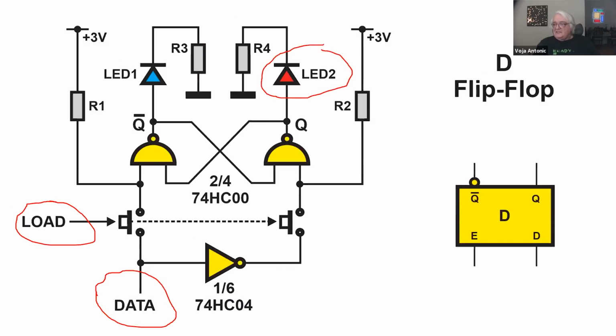So when the data is high, then this circuit is transparent. It actually transfers data immediately to output without any other, actually, I'm sorry. When it's high, it keeps the output, sorry. But when you press this load button, it's transparent. When it's low, it's transparent.